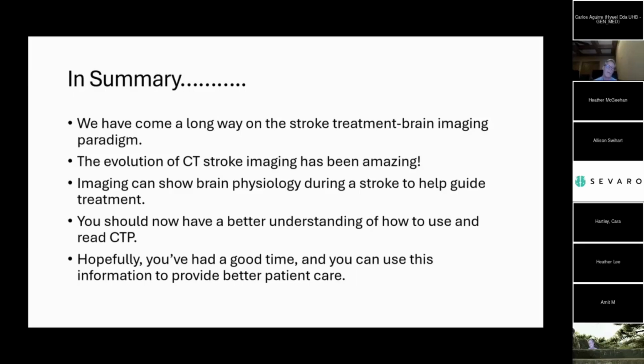So in summary, we've come a long way on treating people and the whole treatment brain imaging paradigm. CT stroke imaging is so much better than it used to be. We can show brain physiology during a stroke to help guide treatment. And now you should better understand, hopefully, how to interpret the examinations and understand what the data means.